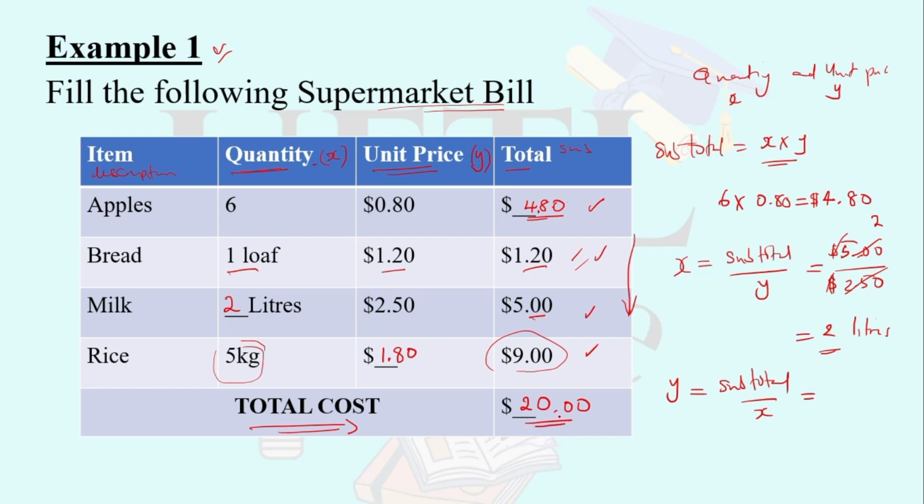This was the filling of our bill. So that's all on our bills. You just have to know how we find the quantity, how we find the unit price, and how we find the total, and understand the relationship of all these until the total cost.